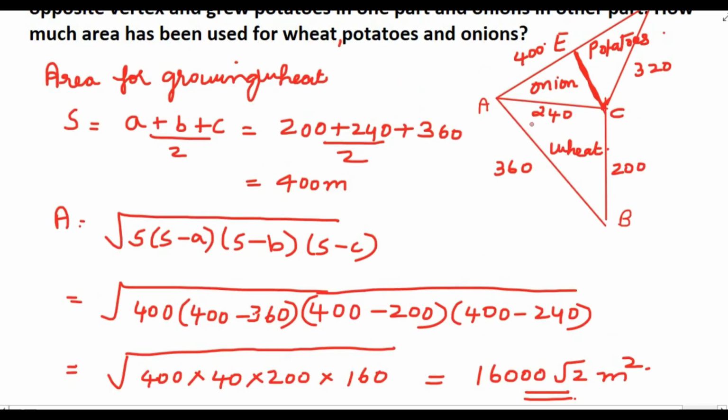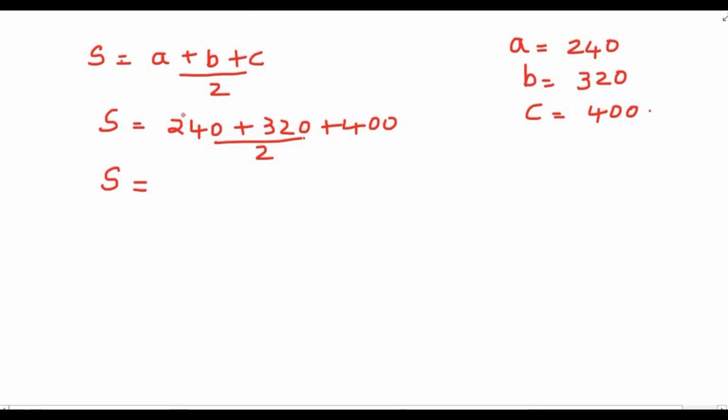Now let us find out the area needed for growing onion and potato. So here the sides of this triangle are 240 meter, 400 meter and 320 meter. So first let us find the semi-perimeter, A plus B plus C divided by 2, and then we will find the area of this triangle using Heron's formula. So the semi-perimeter is, these are the sides, 240 meter, 320 meter and 400 meter. When you add and divide by 2, we get 480 meters.